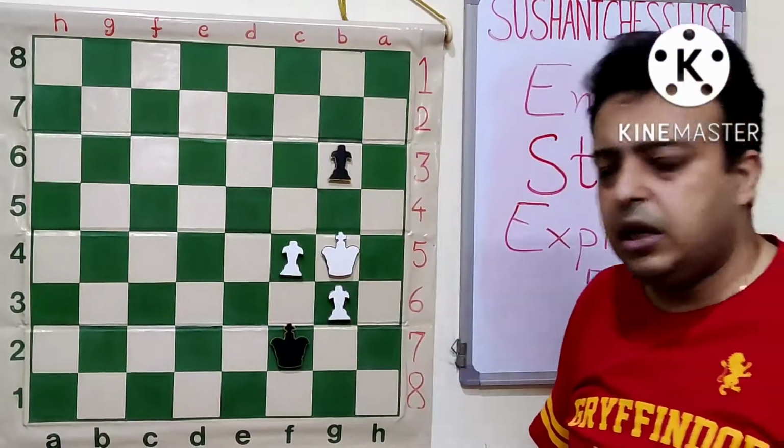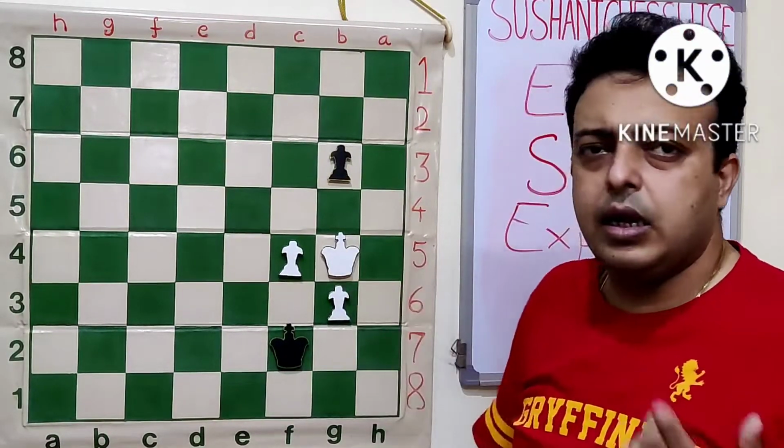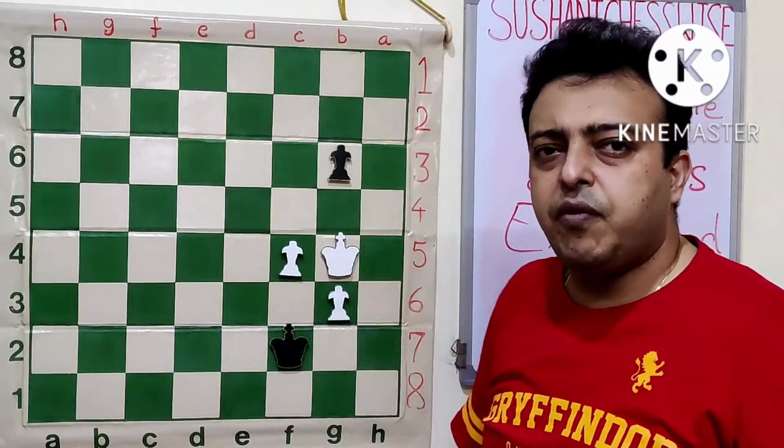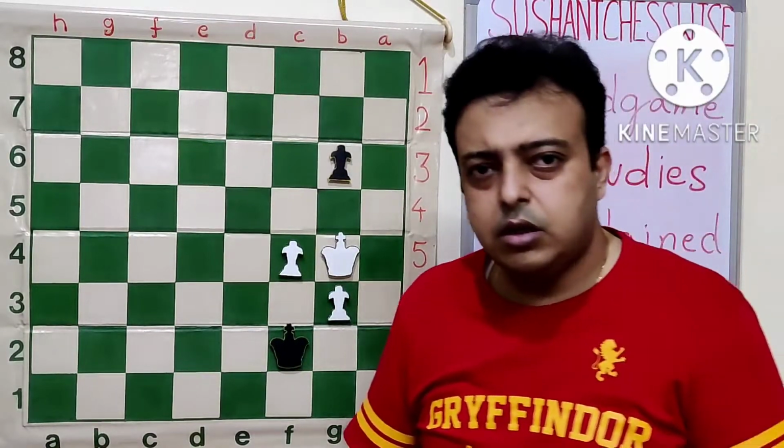So the g3 pawn, the base pawn, needs to be attacked. That will not let the white king go to g5 and capture the g6 pawn. And again this is drawn.